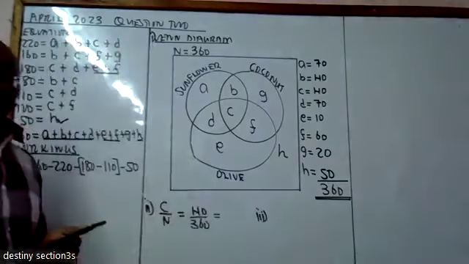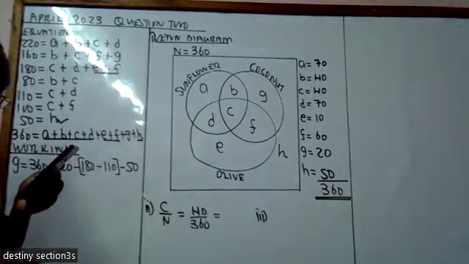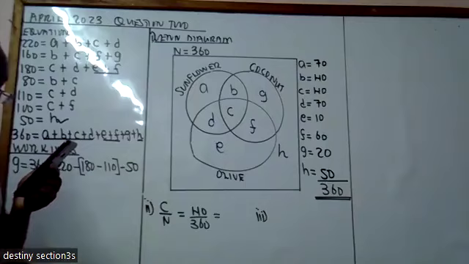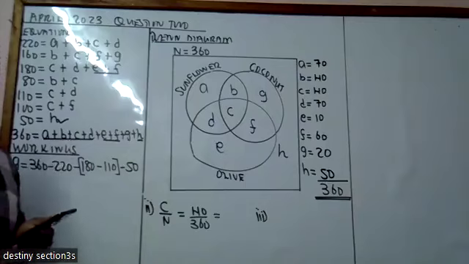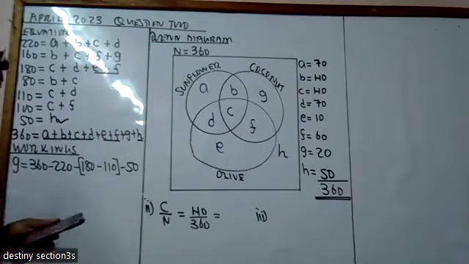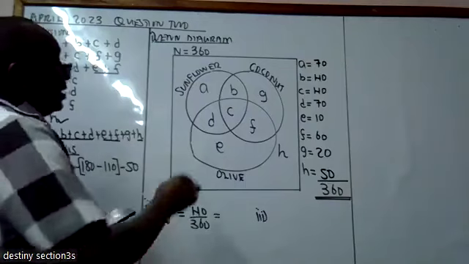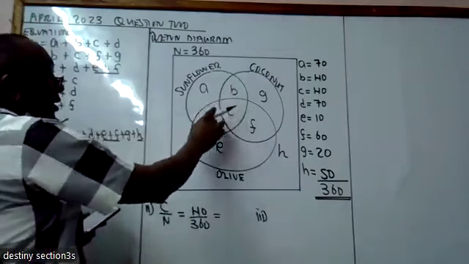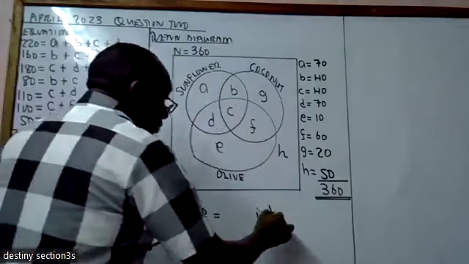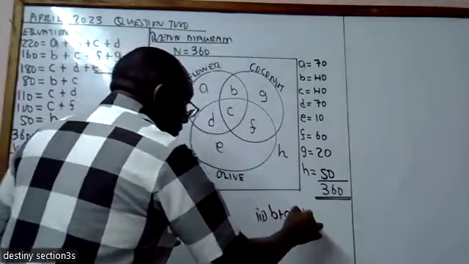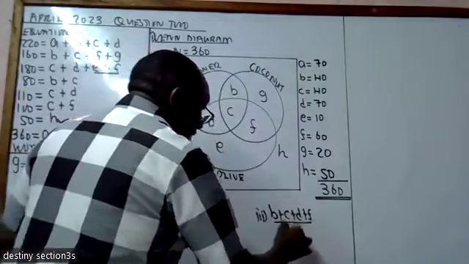Then number 3, determine the probability that a customer picked at random prefers at least two brands. Prefers at least two brands. So if they prefer at least two, we have B, C, D, F. So B plus C plus D plus F. You divide by N.